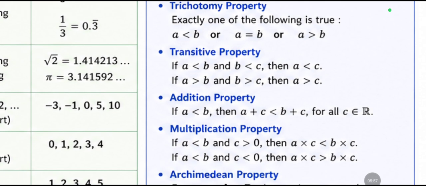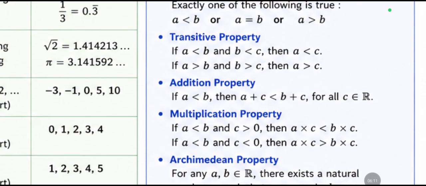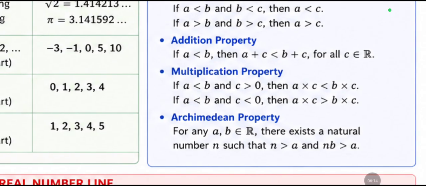Okay. Now transitive property. If a is less than b and b is less than c, then a is also less than c. Similarly, if a is greater than b and b is greater than c, then a is also greater than c. This is called the transitive property. Now addition property. If a is less than b, then a plus c is also less than b plus c for all c belongs to R.